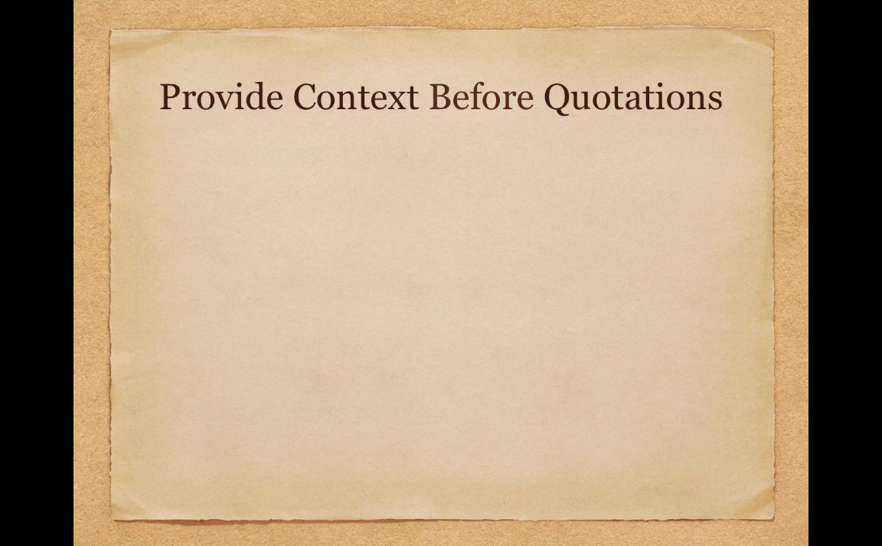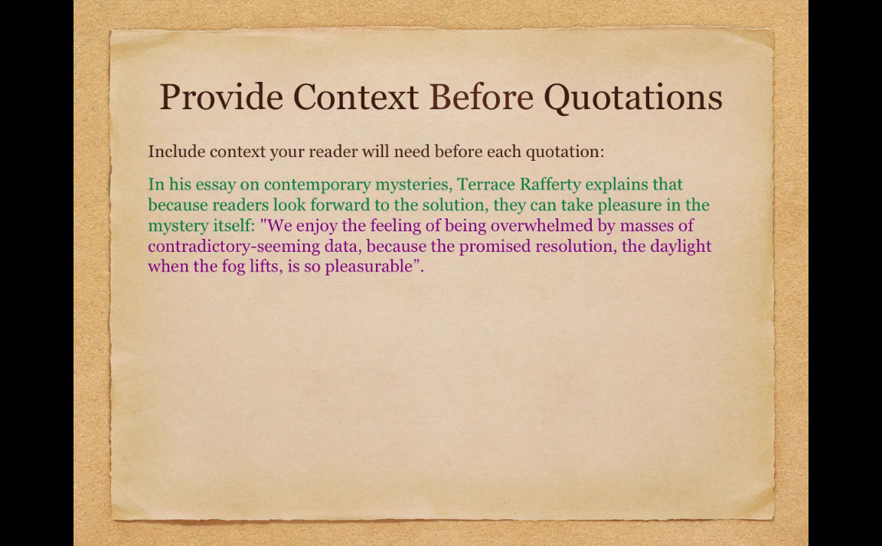So I'm going to take each quotation and write a sentence or maybe 2 sentences that come before it to set up the quotation, so that the reader can understand why I am indicating that this piece of evidence is important and that it's connected to what I'm talking about. So you want to include context your reader will need before each quotation.